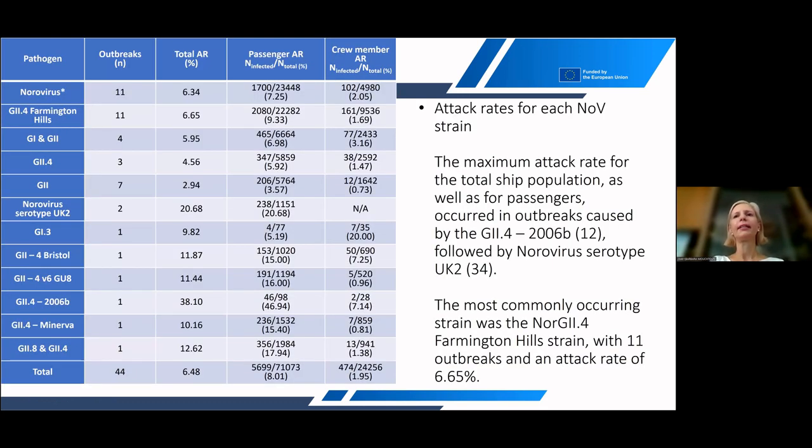In this table, we can see the attack rates of each norovirus strain. The maximum attack rate for the total ship population, as well as for the passengers, occurred in an outbreak caused by GII.4, followed by norovirus serotype UK2. The most commonly occurring strain was NOR-GII.4, Farmington Hill strain, with 11 outbreaks and an attack rate of 6.65%.